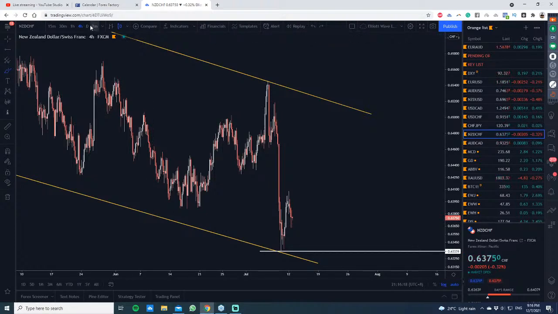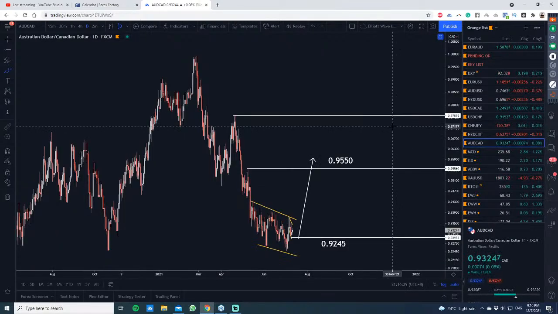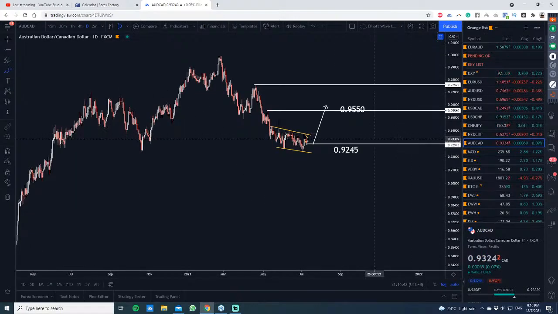Okay, so over here I'm sharing with you the direction and the pairs that you can put in your watch list to help you focus on these selected opportunities for this week. Okay, so Kiwi franc is definitely one of them that you want to keep a close watch on. Okay, Aussie CAD here is also a potential one that we can keep an eye on. I'm looking at this obviously. Okay, so you can see where we are.